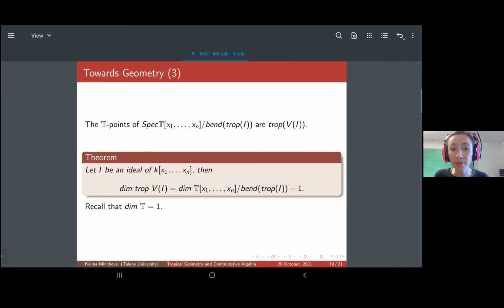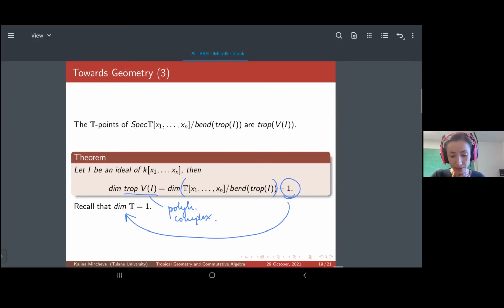So in a way, this is geometrically meaningful. Here's a theorem, and the theorem says, let I be an ideal, then the dimension of the tropical variety, which is again a polyhedral complex, is the dimension of this coordinate ring minus 1. And why is this minus 1 happening here? It is because the dimension of T is 1 and it offsets everything by 1. So in fact, not only do we pick out some meaningful algebraic dimension, but we also recover the geometric dimension this way.